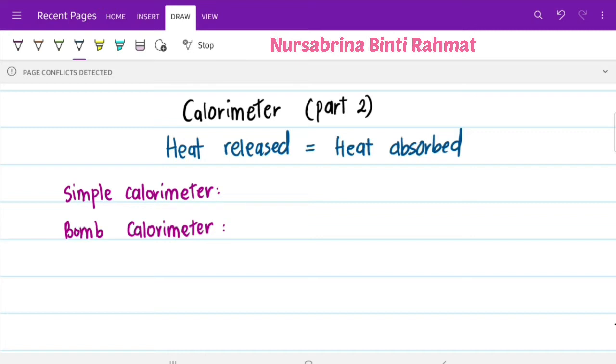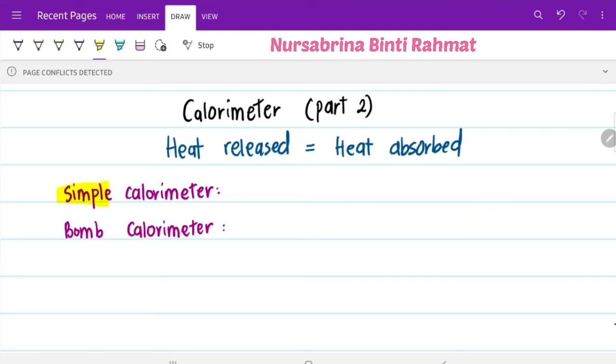In my first video of calorimeter, we already did 5 different calculations involving a simple calorimeter, where heat released is only equal to heat absorbed, and the heat released comes from another substance and is absorbed by water. In this part 2 video, we're going to deal with more difficult questions where we involve the calorimeter in our calculation.